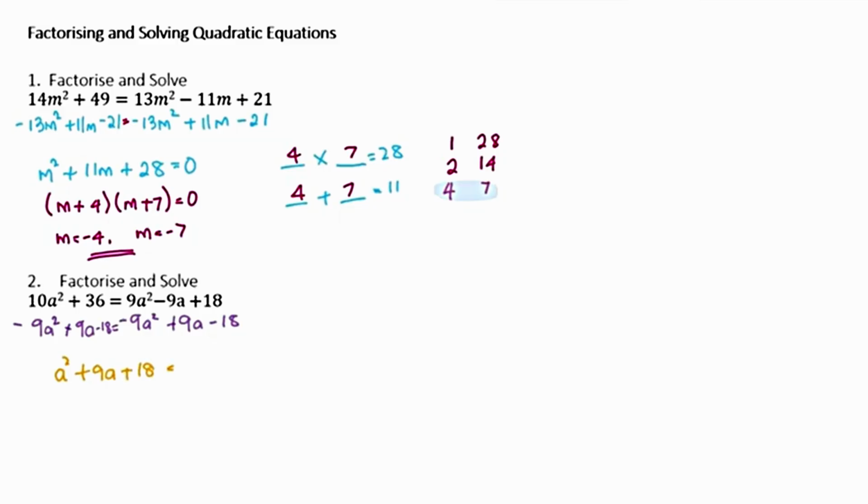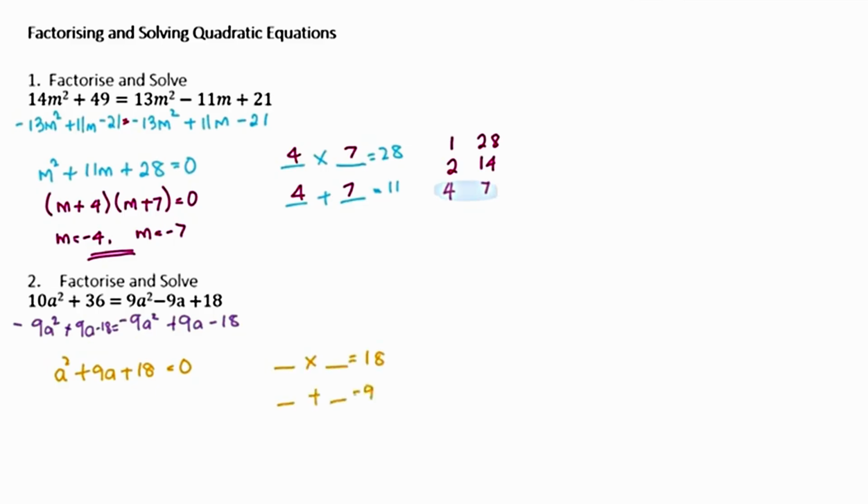9a squared minus 9a squared is 0. Minus 9a plus 9a is also 0. And 18 minus 18 is also 0. So on the right-hand side, we can just put 0. So we can now factorize this by looking for two numbers that multiply to give us 18. And the same two numbers need to add to give us 9.